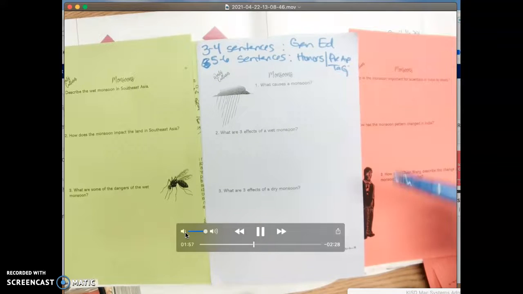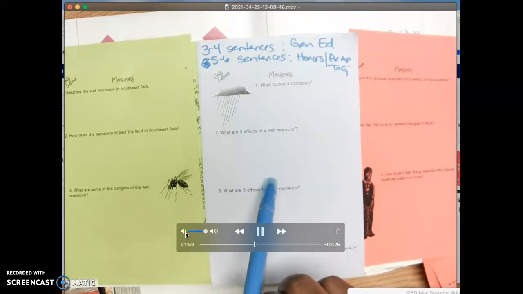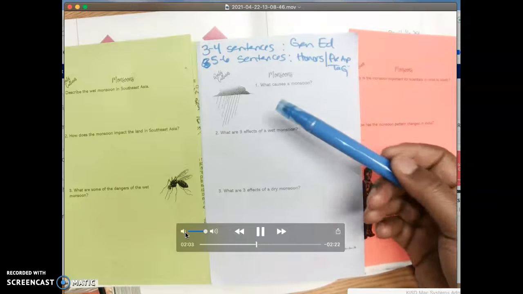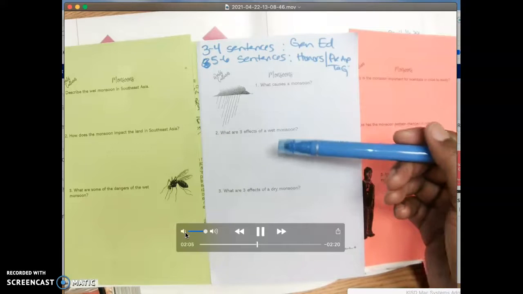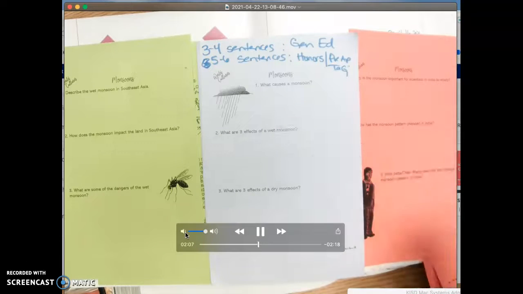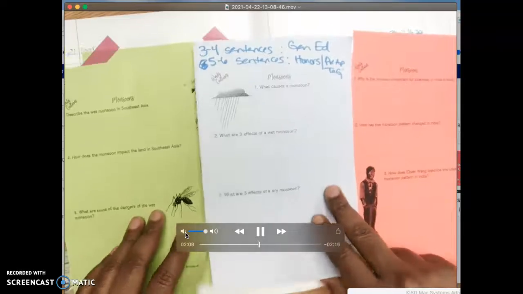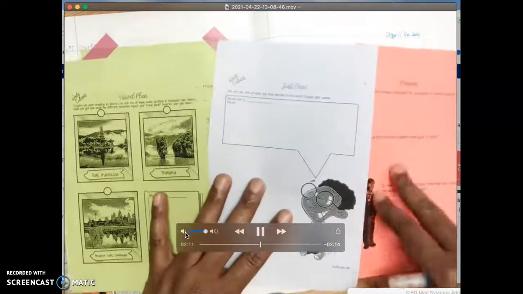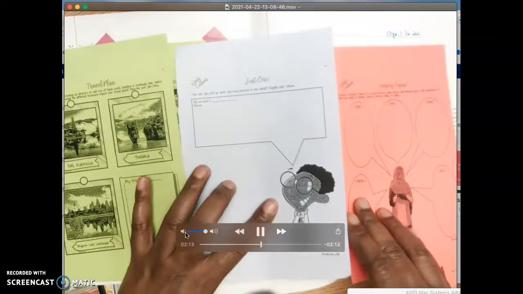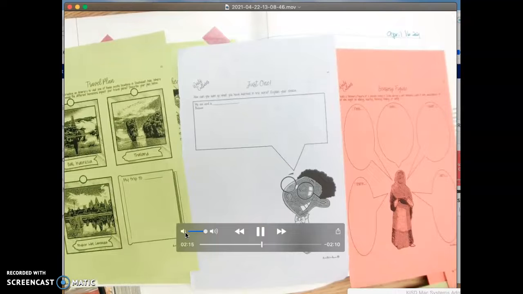But if you are in Gen Ed, you will need to do 3 to 4 sentences per question. If you are honors or pre-P tag, you will need to do 5 to 6 sentences per question. So there's 3 on each side. Then on the back, you'll also need to complete very thoroughly your answers. Each one of those is worth 5 points each. They'll be added to the summative of your choice during this marking period.